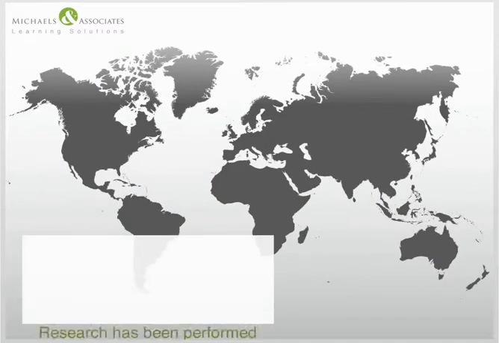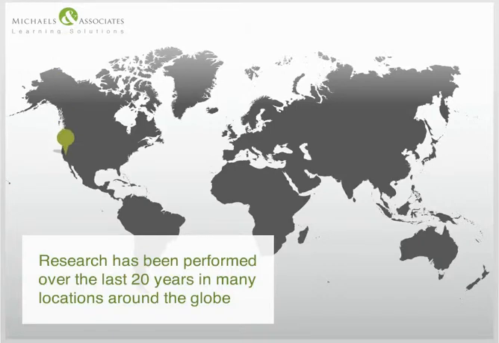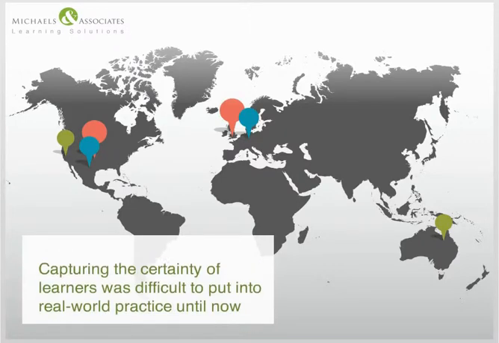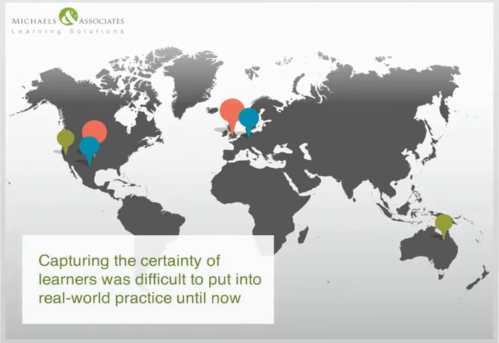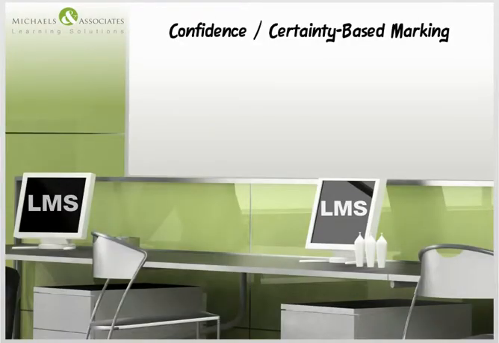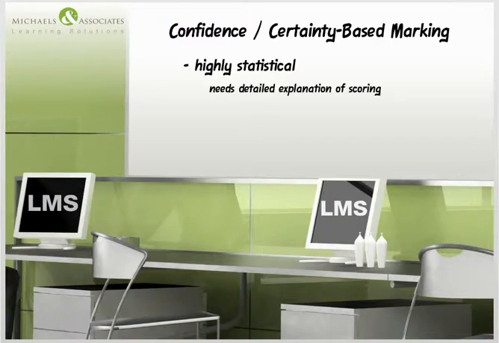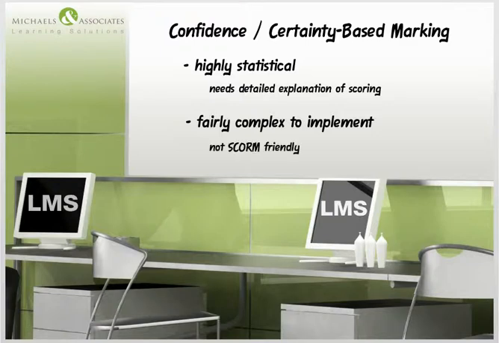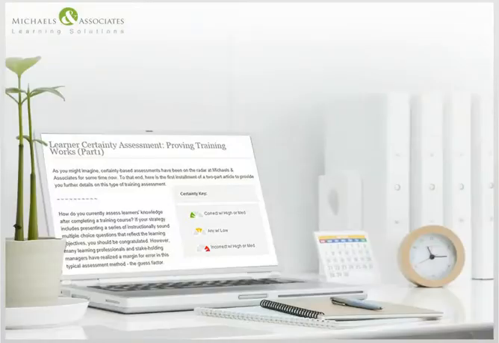Jake finds out that there's been a good amount of research performed over the last 20 years in many locations around the globe. Although it demonstrated promising results in the past, capturing the certainty of learners was difficult to put into real-world practice, until now. The older technique, also known as confidence or certainty-based marking, was highly statistical in nature and fairly complex to implement. And in most cases, it wasn't SCORM-friendly, so it didn't tie into learning management systems.